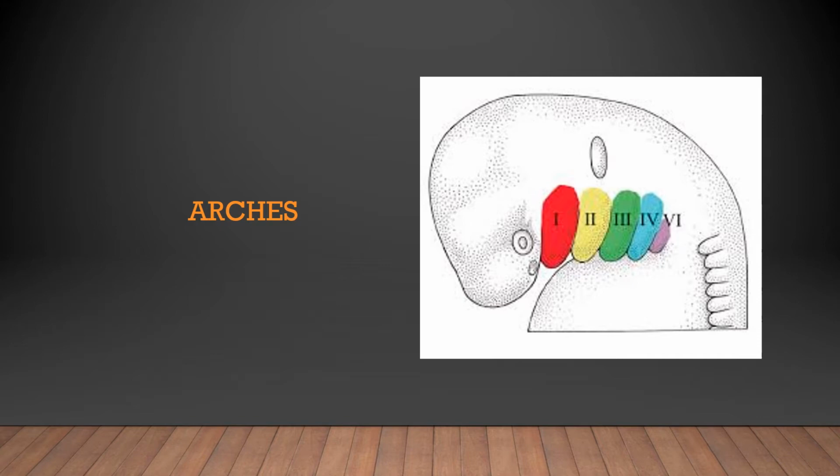So totally there are 6 arches that develop. These arches develop from the cephalic part of the foregut. In the previous videos, we have seen the foregut, midgut and hindgut structures. So these arches develop from the cephalic part of the foregut, and they are called the branchial arches or branchial apparatus. This branchial apparatus is essential for the development of the neck region, face, mouth, pharynx and larynx.